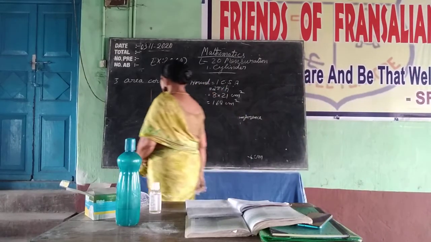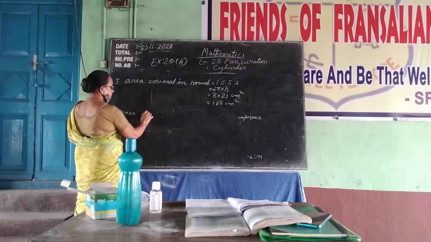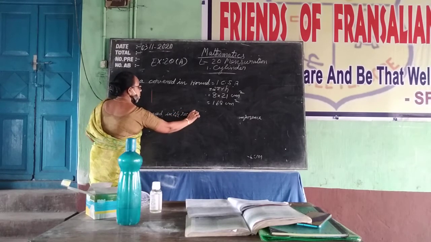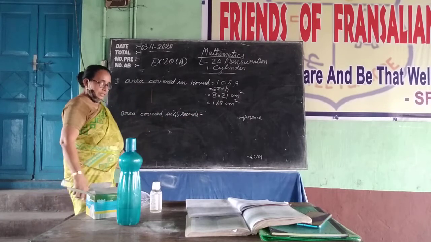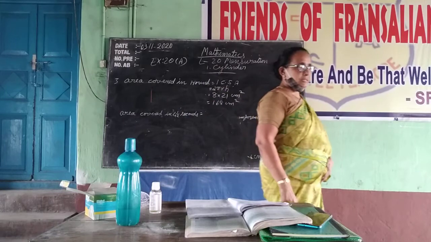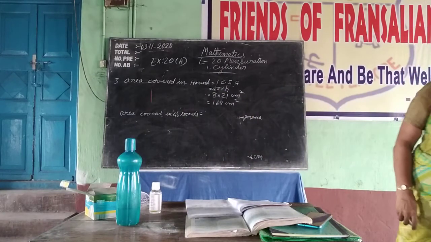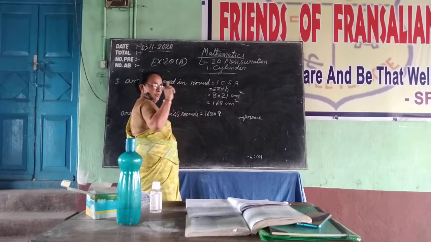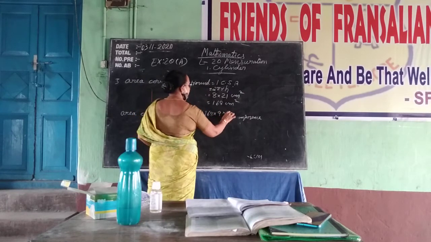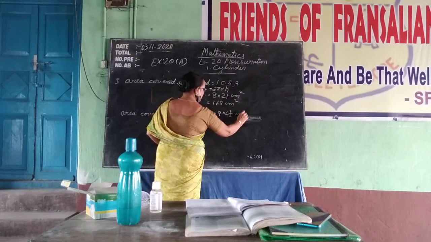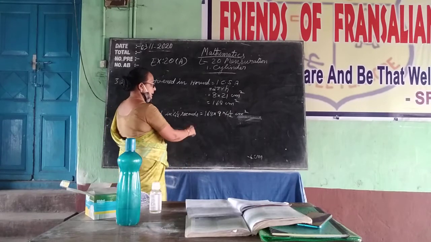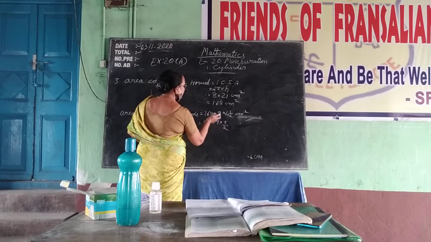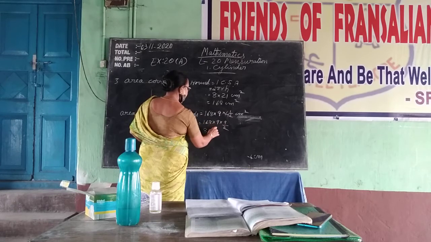Therefore, area covered in 4.5 seconds equals, this is in one round, 9 rounds in 1 second, and that is for 4.5 seconds. 168 into 9 into 9 by 2. 84 into 18.